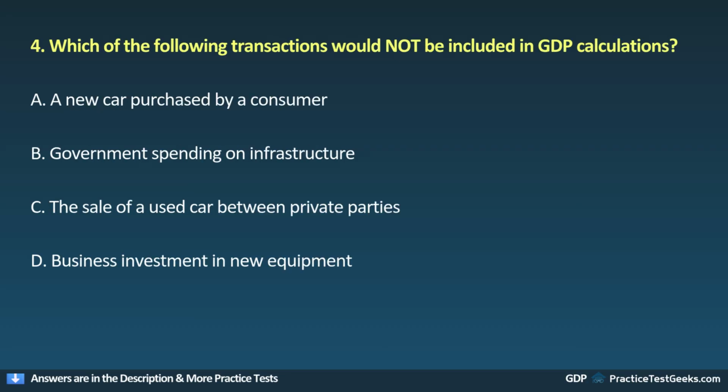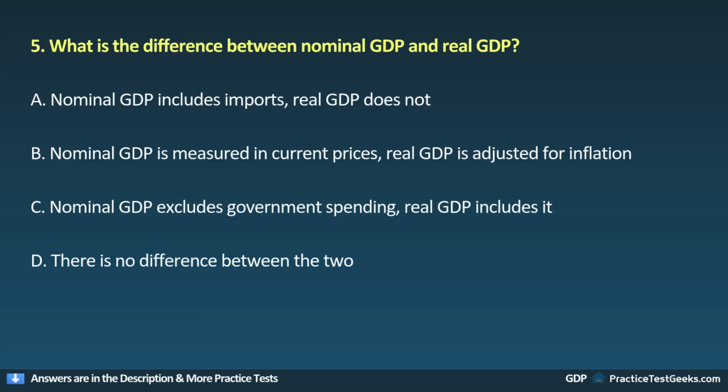4. Which of the following transactions would not be included in GDP calculations? A. A new car purchased by a consumer. B. Government spending on infrastructure. C. The sale of a used car between private parties. D. Business investment in new equipment.